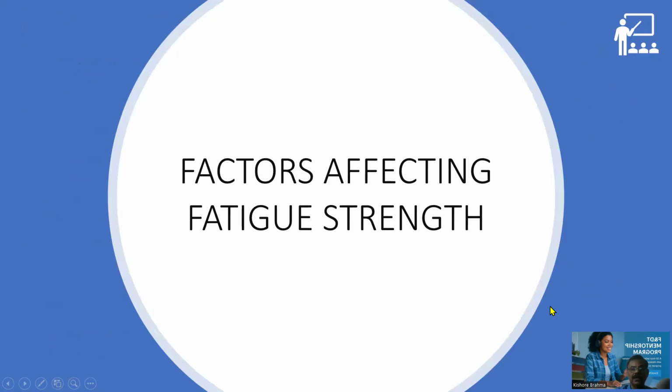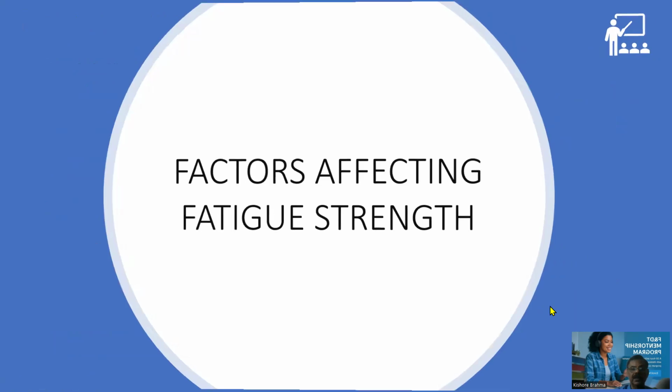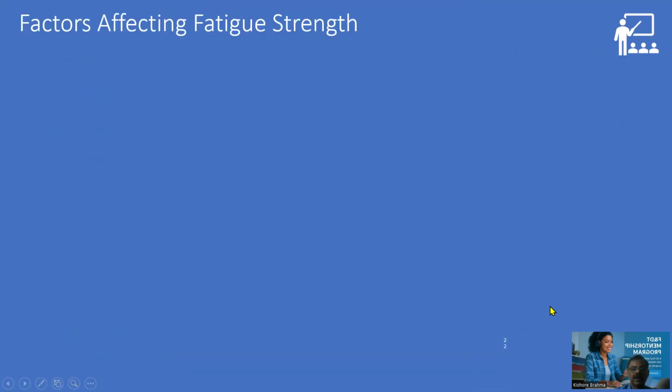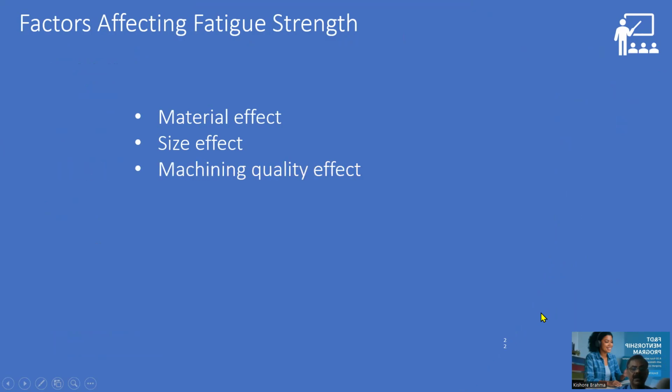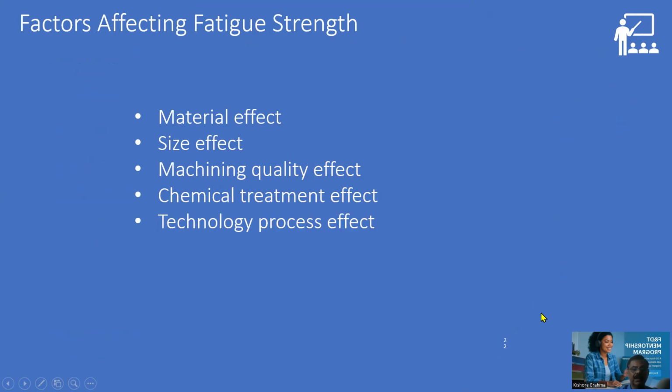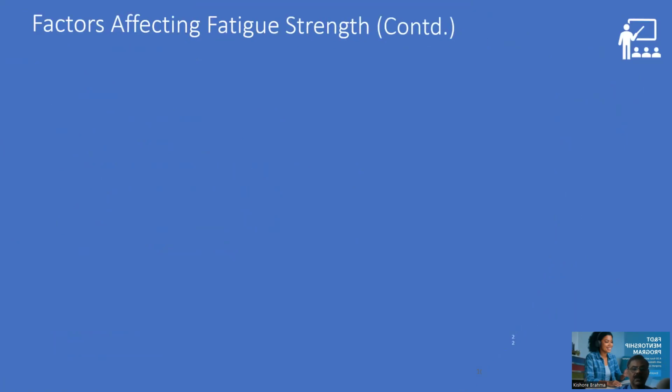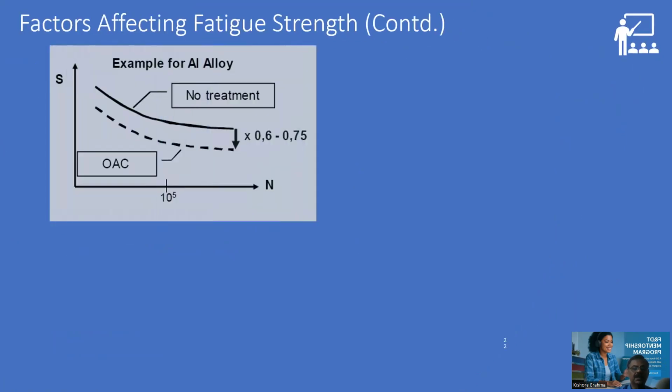Now we'll see what are the factors affecting fatigue strength qualitatively. The parameters that affect it most are the material effect, size effect, machining quality effect, chemical treatment effect, technology process effect, and assembly process effect. To give a few examples, here is the example of aluminum alloy with no treatment and also with treatment of an acidic composition.